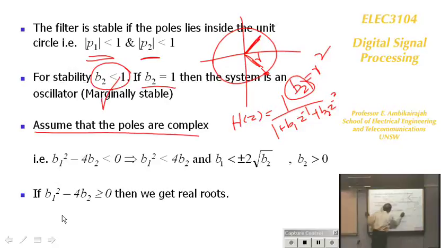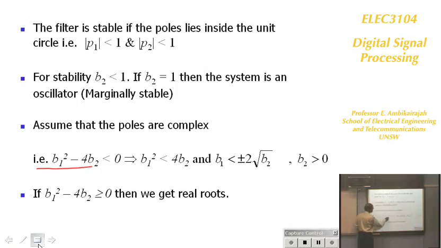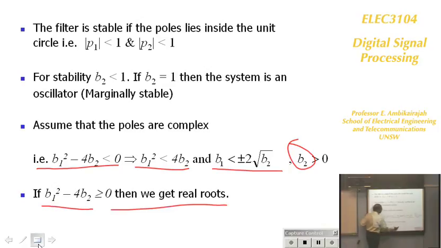If you assume that the poles are complex, then we know b squared minus 4ac should be less than 0. In our case, b1 squared minus 4b2. Go back to your equation on this page, and b1 squared minus 4b2 should be less than 0. That gives you b1 is less than the square root of 4b2. We are assuming b2 is positive. If this is greater than or equal to 0, then we get real roots.